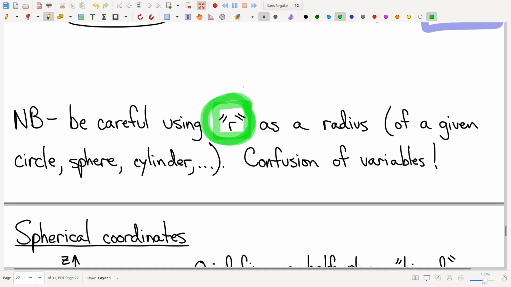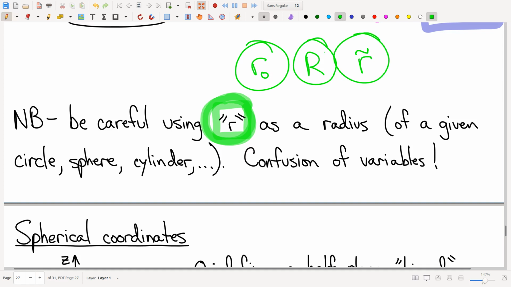So now what you can do is choose from a wide variety of other options. So for example, if you want to use R naught, that's perfectly fine. Right? If you want to use capital R, cool. All good. If you want to use R tilde, okay, fine. Right? So plenty of options available. You just can't use R. Okay.